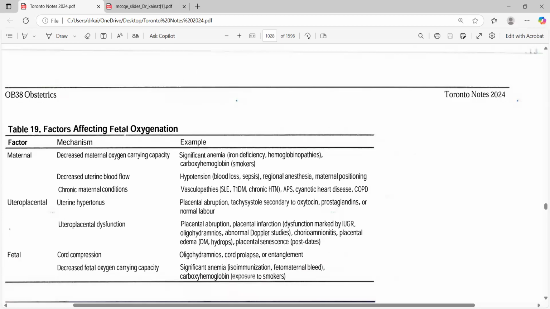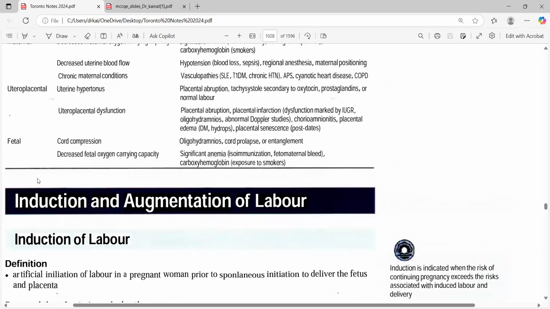Then we are talking about the factors affecting fetal oxygenation. What are those ones where the contraction is the problem, hypotension, bleeding is an issue, oligohydramnios, cord prolapse? Like any way where the blood is being compressed and not reaching that point. So you can see the maternal, uteroplacental, and then fetal.